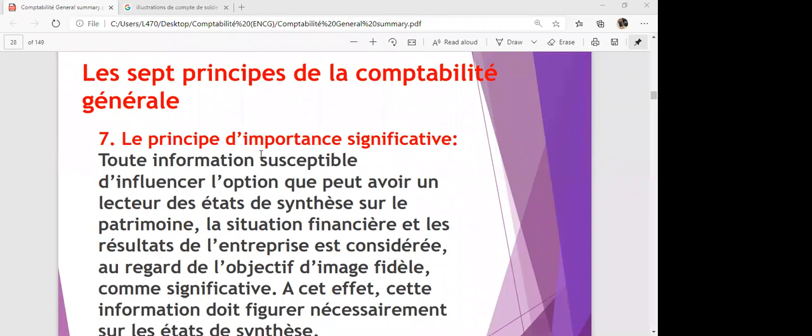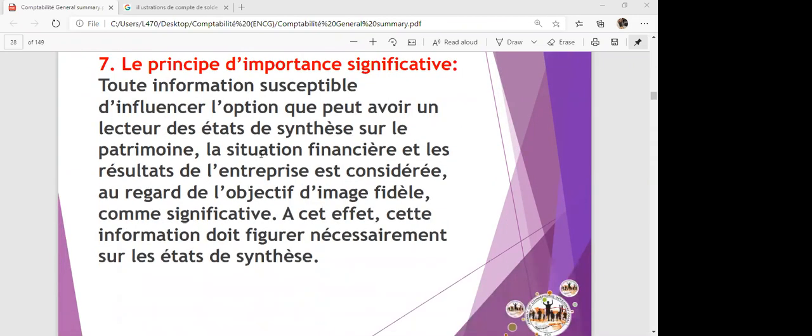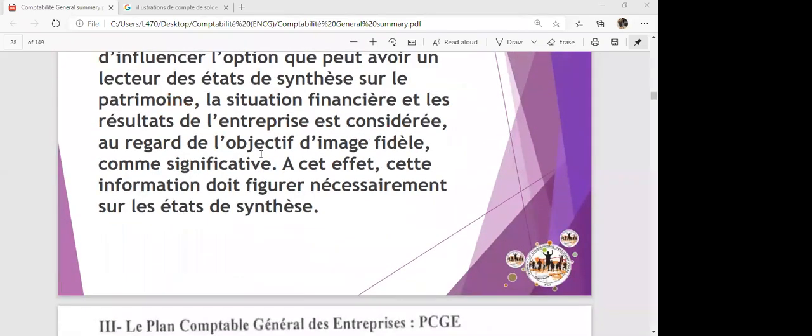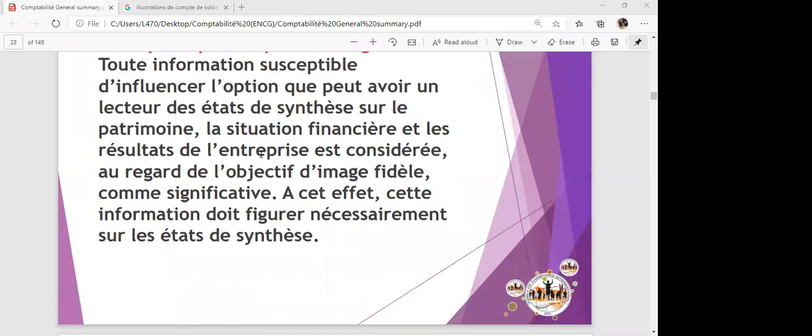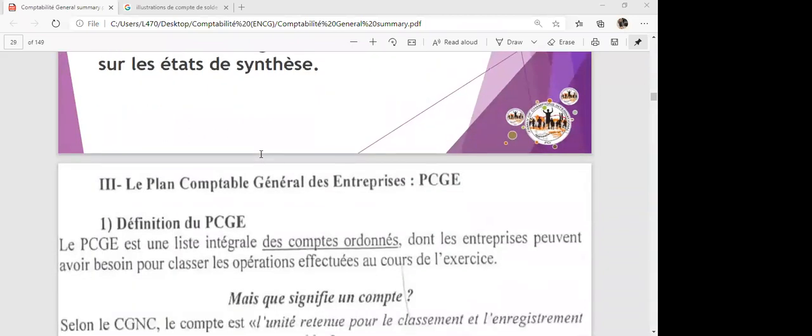It's le principe d'importance significative. A simple explanation for this one would be, it's a principle which states that all necessary information that managers need to make day-to-day decisions should be given to them. It's a principle which ensures that managers have the necessary information before making an important decision. So that's it with the seven principes de comptabilité. I urge you to go through them in French. If you have problems, I am readily available. Moving on to the next thing.